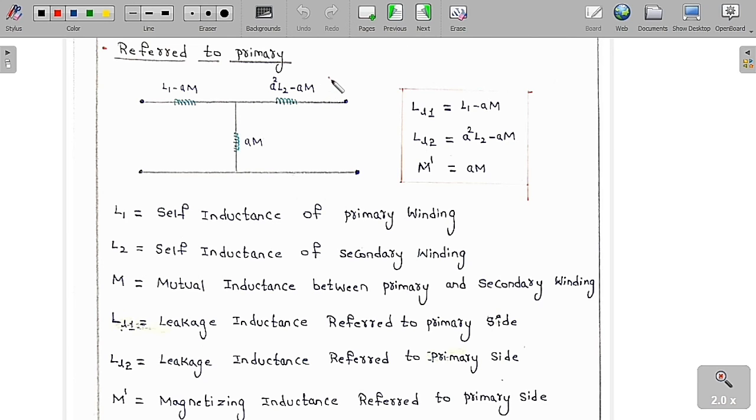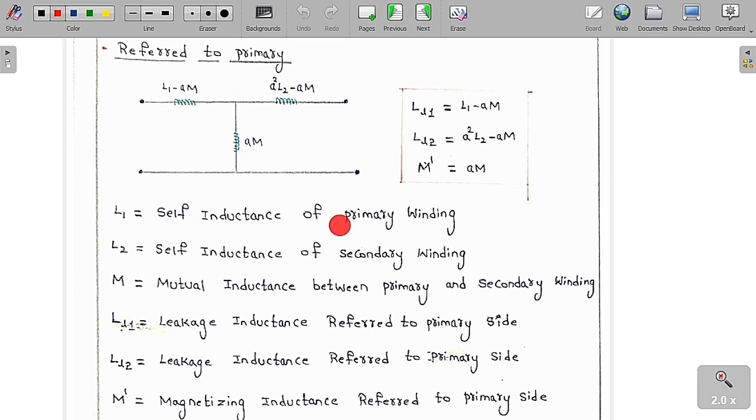So now we will discuss another concept, which is called referred to primary. Referred to primary is a very important concept. Here, this is L1 minus AM, this is AM, and this is A square L2 minus AM. So this is the circuit which is referred to the primary: L1 minus AM, AM, and A square L2 minus AM.